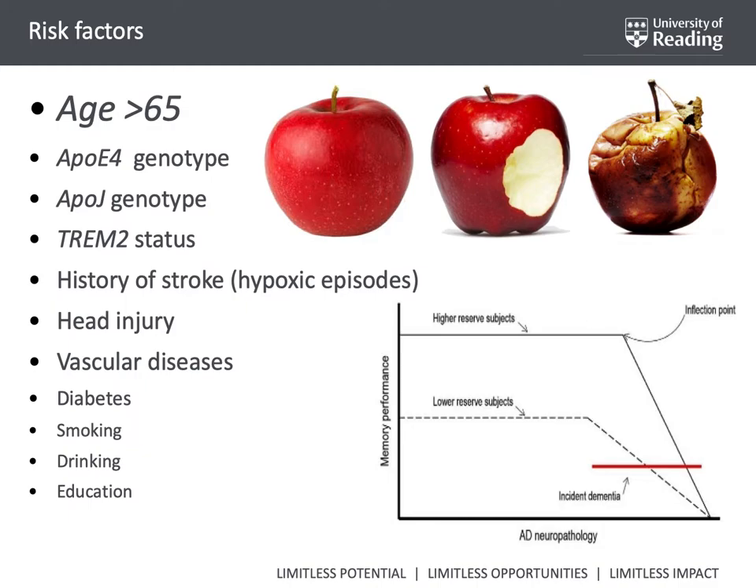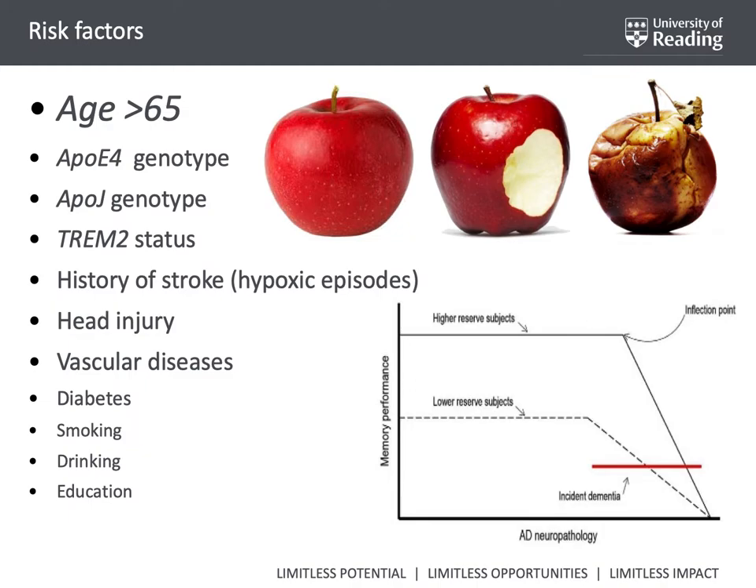We know that a history of stroke matters. In essence, if you have a stroke, the more likelihood is that you'll go on to develop a neurodegenerative disorder. Thinking about a stroke, in essence, it's lack of oxygen, it's a hypoxic episode. So you can start to try to understand what that hypoxia does to nerve cells and to the surrounding cells, to see if that's a secondary insult that leads to those amyloid plaques building up and also the tau neurofibrillary tangles. Vascular disease, head injury, diabetes, smoking, drinking, education all play their part.